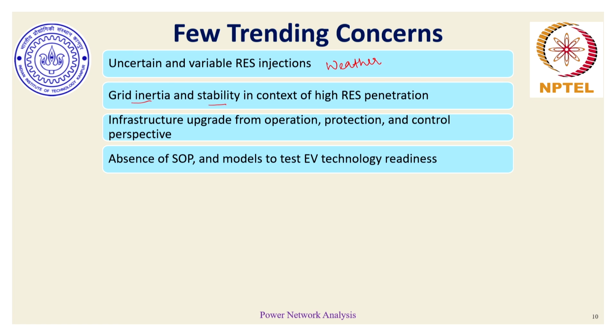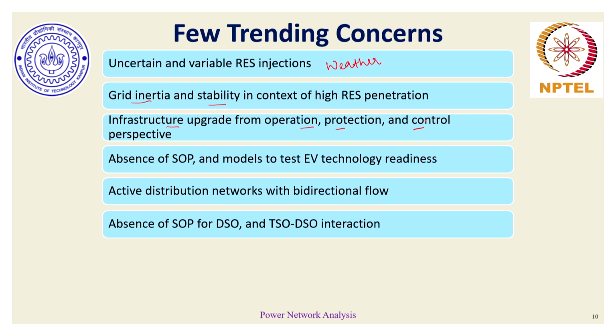That is still missing. We are also probably facing issues from the upgradation of the existing power network in terms of its operation, protection, and control. Active distribution networks are now bidirectional, so controllability becomes a challenge, specifically for the sub-transmission or distribution level transformers, which were originally designed to have a single directional flow of power.